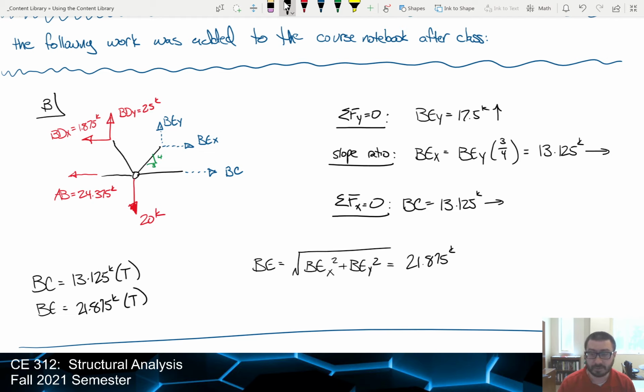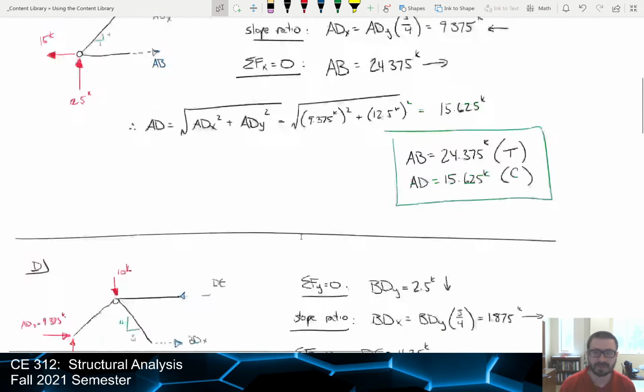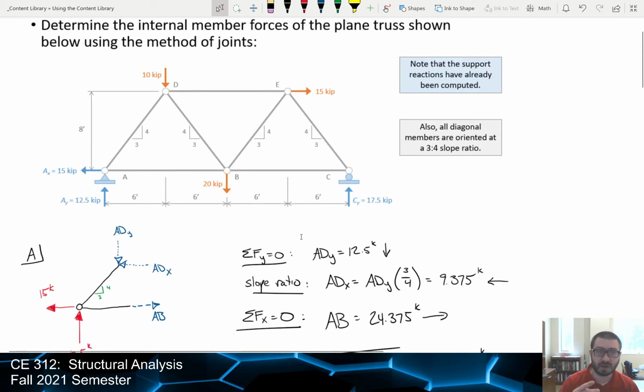Okay, so we only have one joint left that we need to solve, and I'm going to highlight that at the very end when we summarize our answer. But let's go now to our final joint. Let me actually scroll up to the truss as a whole. So here's our truss. We've solved joint A, we've solved joint D, and then joint B.